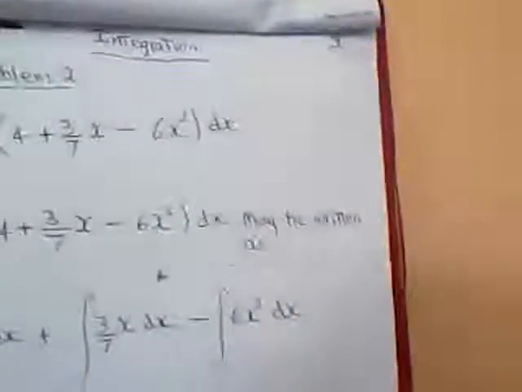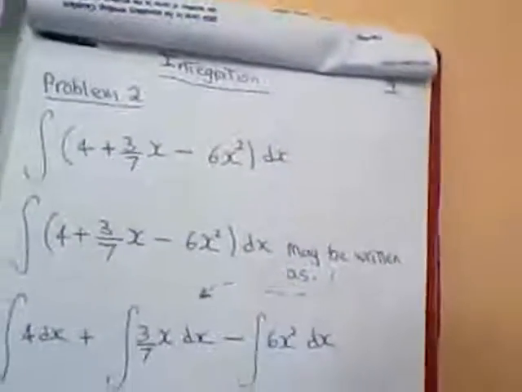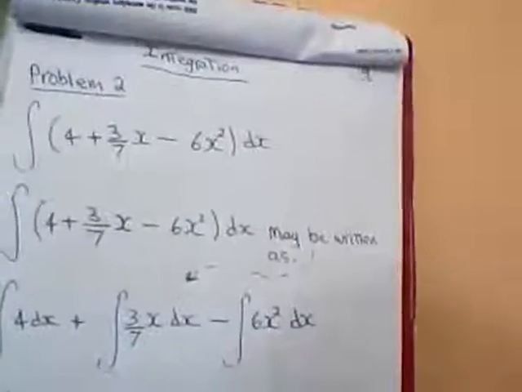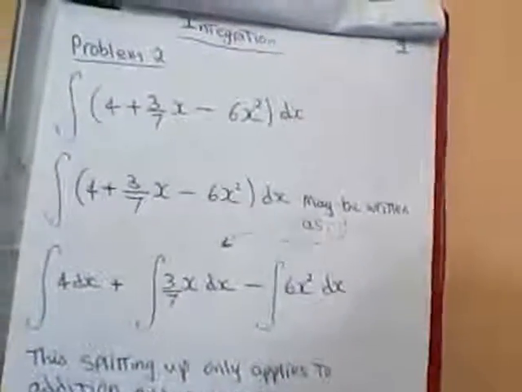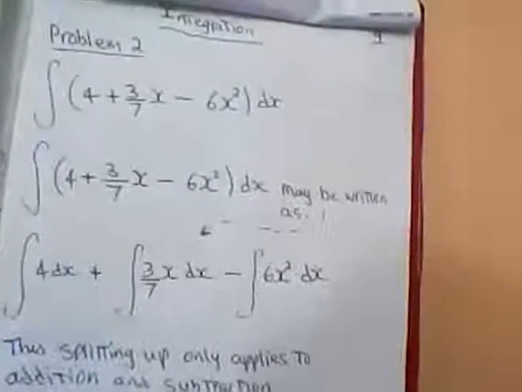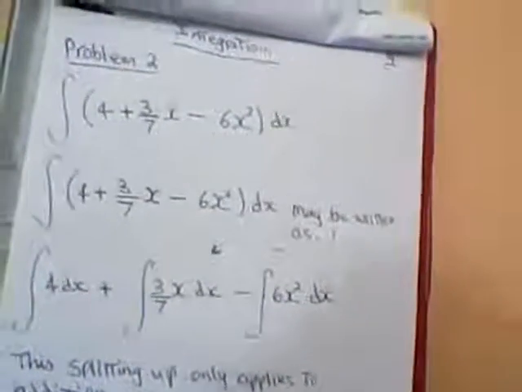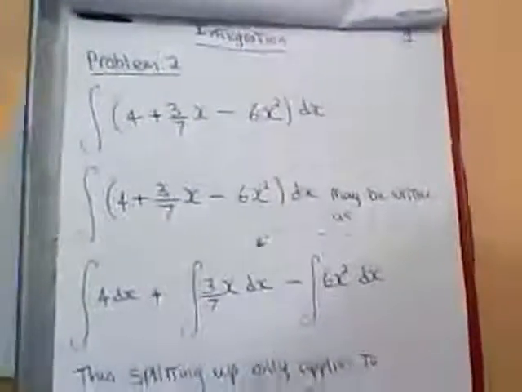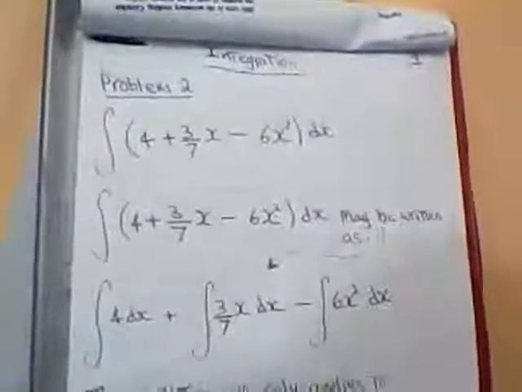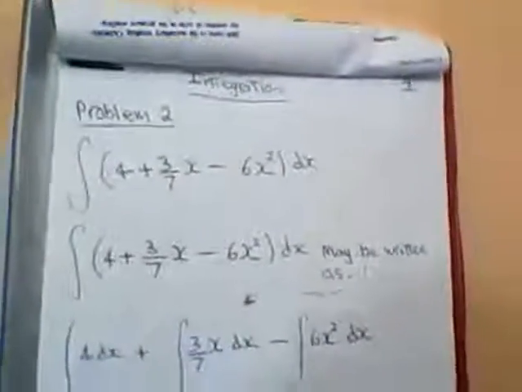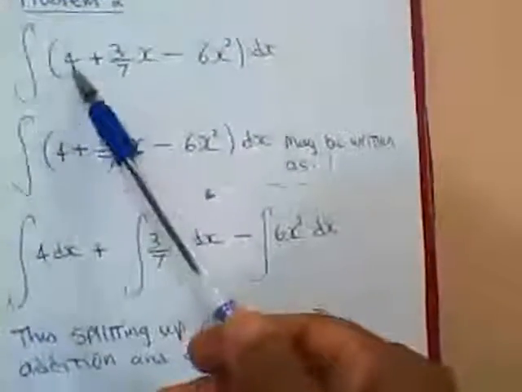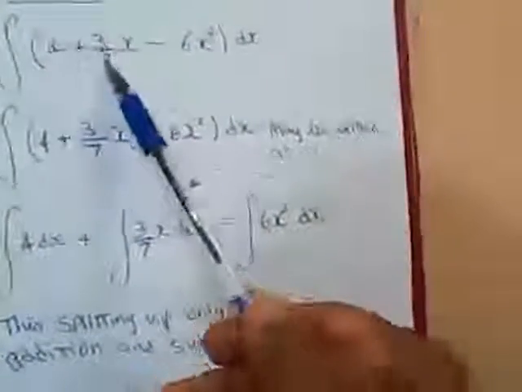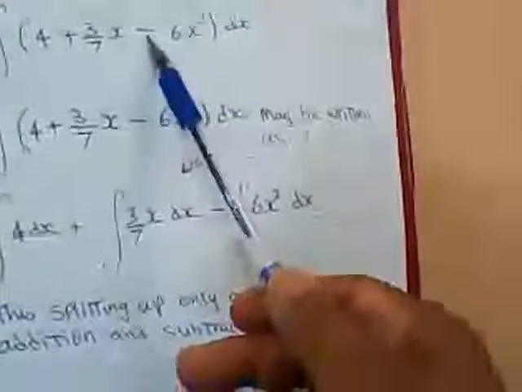Now what I want to look at here is what I've called problem 2. Do forgive me, because I seem to go ahead of myself in some cases and forget that I'm actually trying to simplify the process in a manner which you can understand. Here, problem 2: 4 plus 3 over 7 to the x minus 6x squared dx.